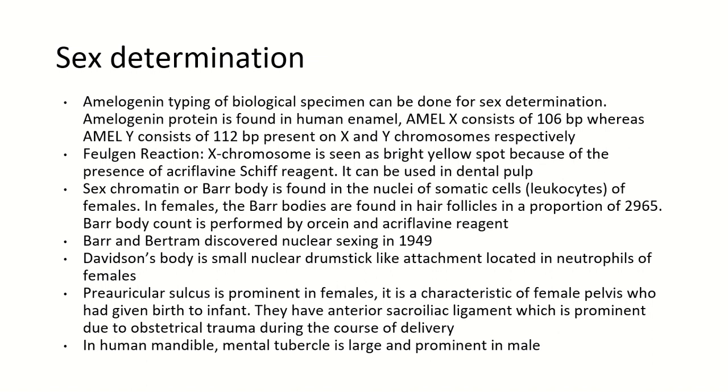Another thing is sex chromatin or Barr body. It is present in nuclei of leukocytes of females. Females have 2 X chromosomes, so one of them gets inactivated and is present in the form of a Barr body. So in females only this is observed. The Barr bodies are found in hair follicles, and the Barr body count is performed by Orcein and acriflavin reagent. Barr and Bertram discovered nuclear sexing in 1949.